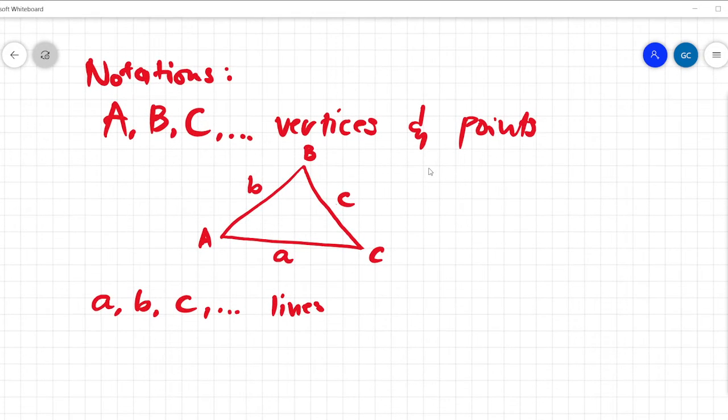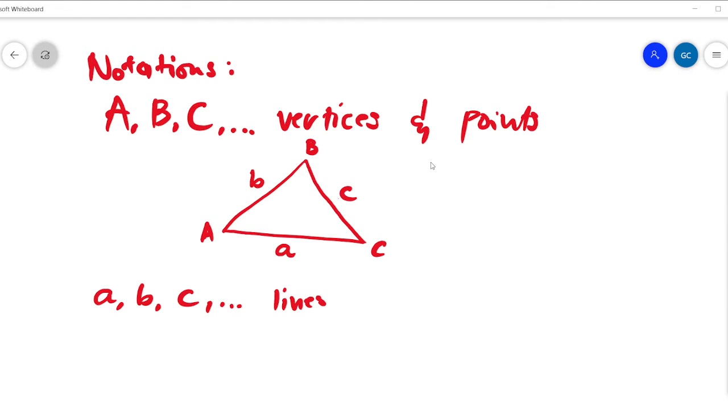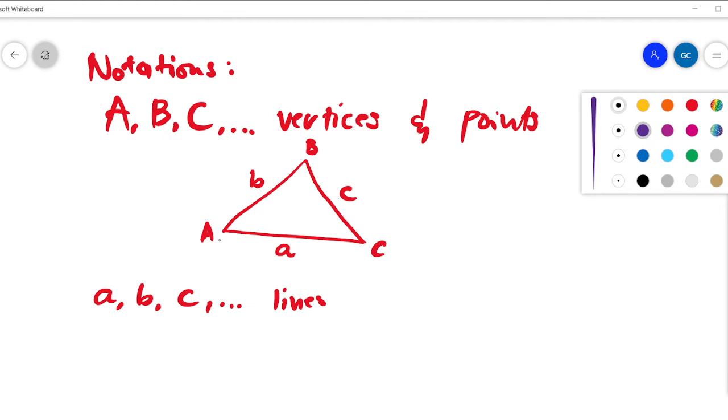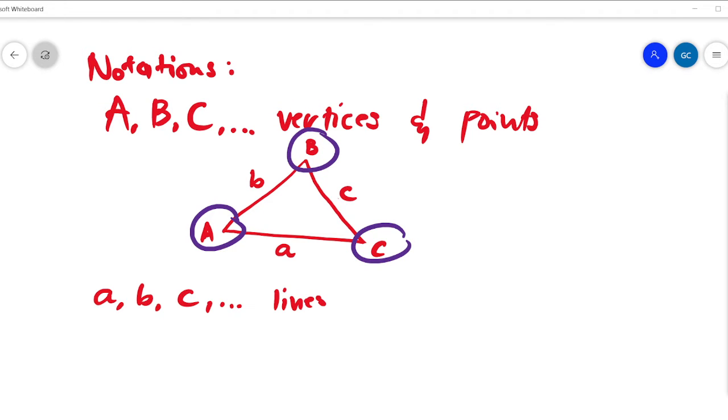For the notations, I have already written some here. We have capital letters. For capital letters, we usually use these in naming points and vertices. For this example, we have a triangle, and a triangle has three vertices. Which are those vertices? Our vertices here are vertex A, vertex B, and vertex C. In some scenarios, capital letters are illustrated or written in an italicized form, especially if you're writing or typing this on a computer. So those are our vertices and points.